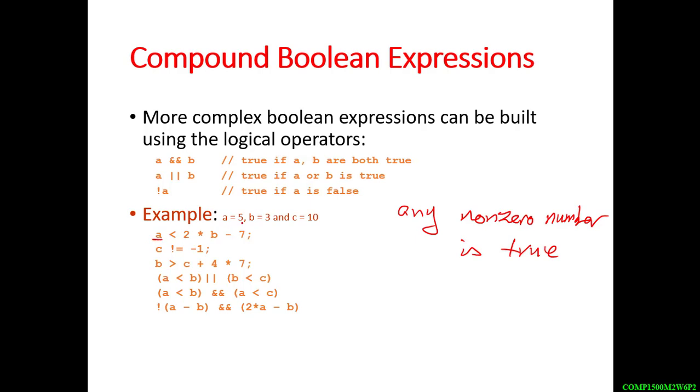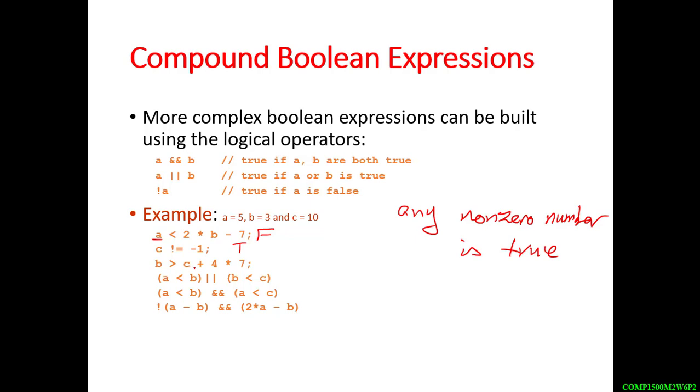So over here, A is equal to 5. Is 5 less than 2 multiplied by b minus 7? So what is 2 multiplied by b minus 7? 2 multiplied by b is 6. 6 minus 7 is minus 1. Is 5 less than minus 1? So the answer will be false. Now, is c not equal to minus 1? C is equal to 10. The answer is true.